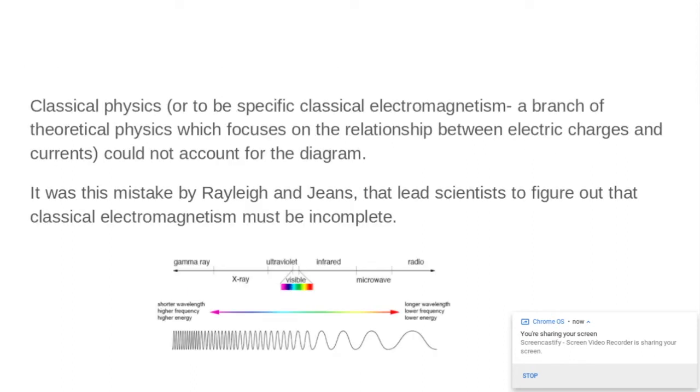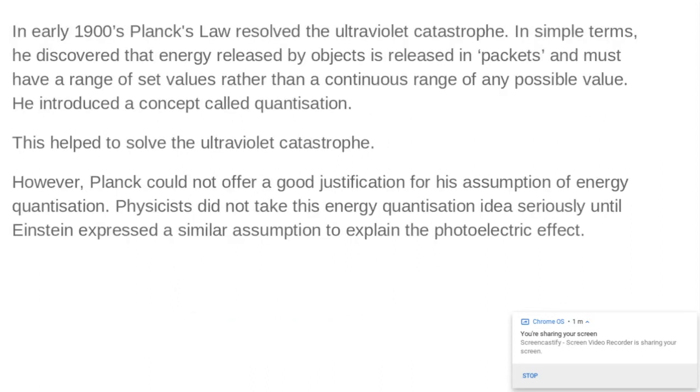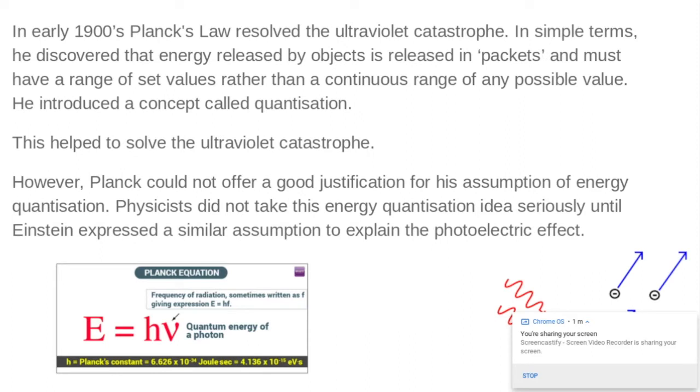Classical physics, or to be specific, classical electromagnetism, could not account for the theory and/or the diagram. It was this mistake by Rayleigh and Jeans that led scientists to figure out that classical electromagnetism must be incomplete. In the early 1900s, Planck's law resolved the ultraviolet catastrophe.